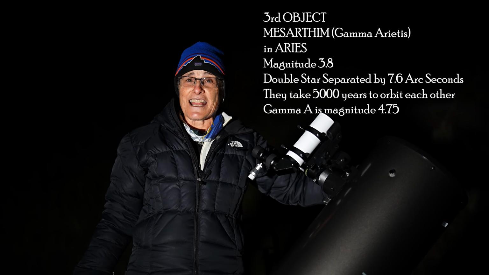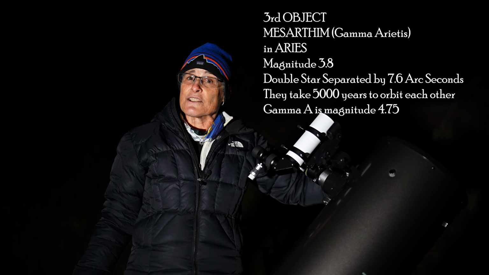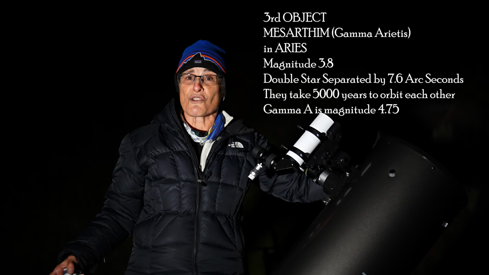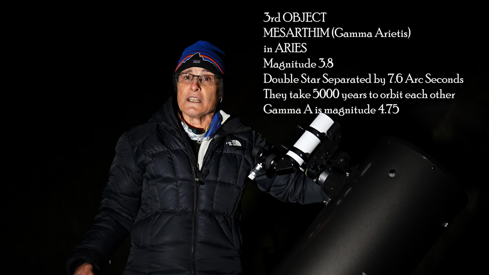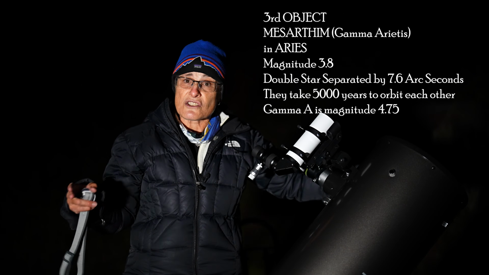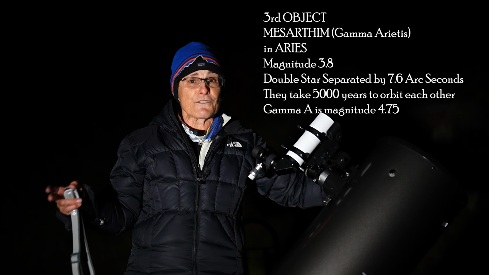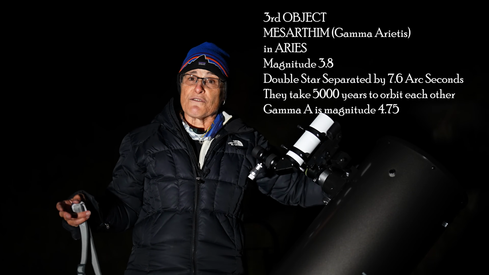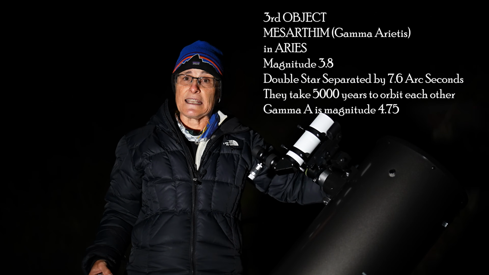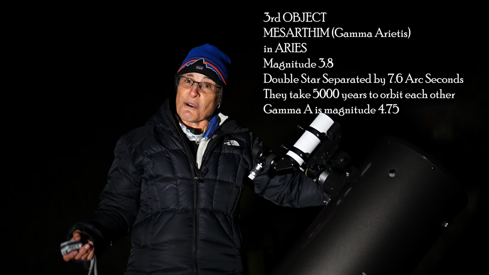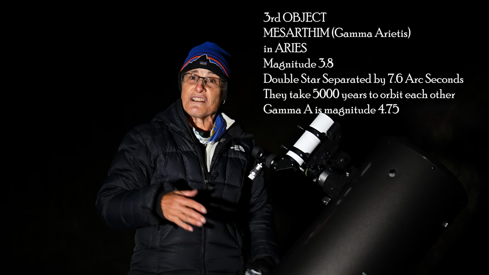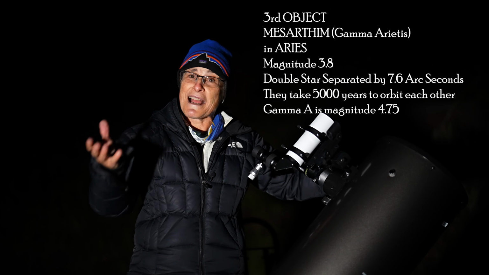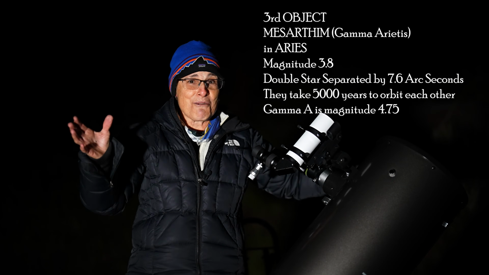Gamma Arietis A is slightly brighter and is a white star. Thousands of years ago, Mesarthim was the closest star to the vernal equinox, the point where the sun crosses the celestial equator, marking the first day of spring in the northern hemisphere. And it was known as the first star in Aries, and the equinox as the first point in Aries. Due to precession, or the wobbling of the Earth on its own axis, the vernal equinox is now in Pisces, but it's still called the first point in Aries.